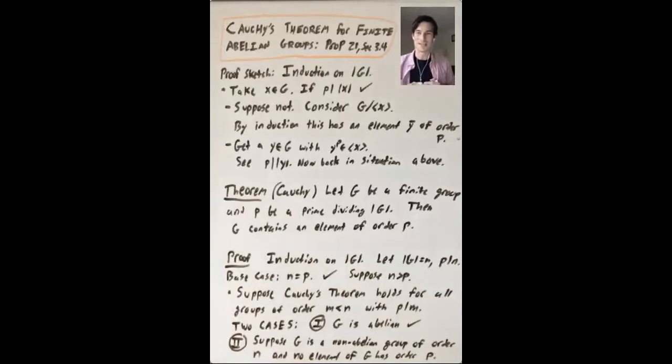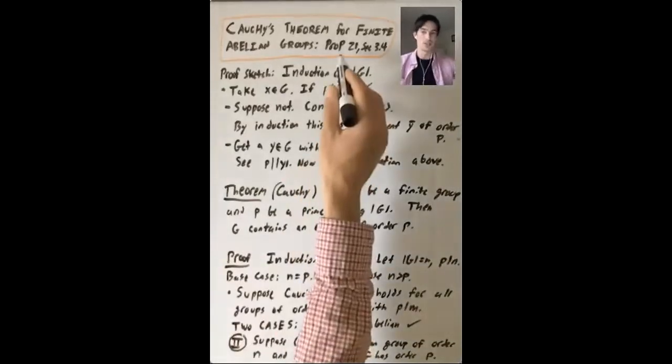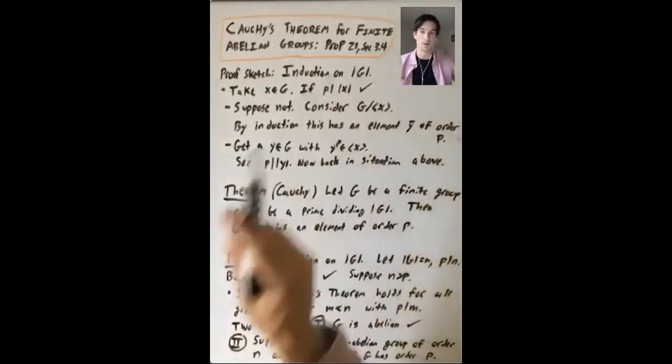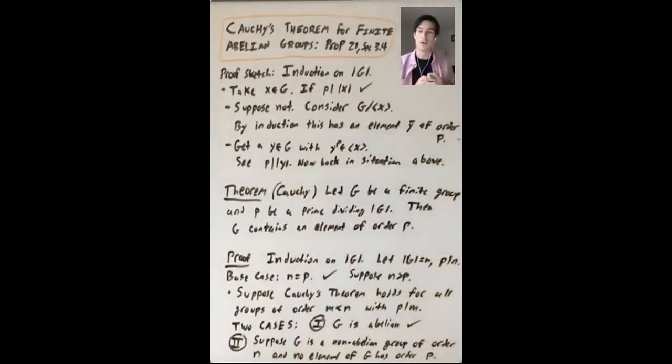Today's lecture is on the Sylow theorems. But in the proof of one of the pieces of the Sylow theorems, I want to use Cauchy's theorem. At this point, we've proven Cauchy's theorem for finite abelian groups. We did that several lectures ago. That's proposition 21 in section 3.4. But we haven't proven the full statement of Cauchy's theorem. So before getting to the Sylow theorems, I want to state and prove Cauchy's theorem.